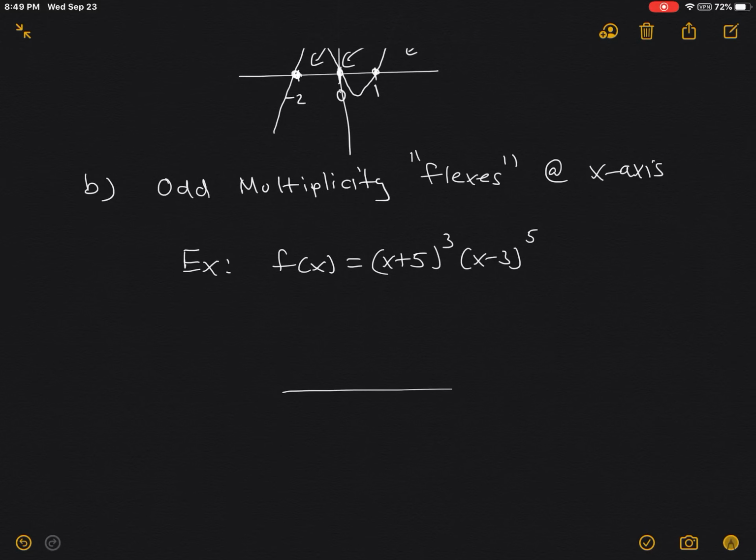So what does the graph actually look like? Well, it's still going to be crossing, okay? Here's negative 5, here's 3. Those are my zeros. But when you look on Desmos, the graph's going to kind of hug the x-axis, if you will, right? It's going to cross eventually, but it kind of hugs the x-axis. So that's another way of saying flex, right? This is what a flex looks like.